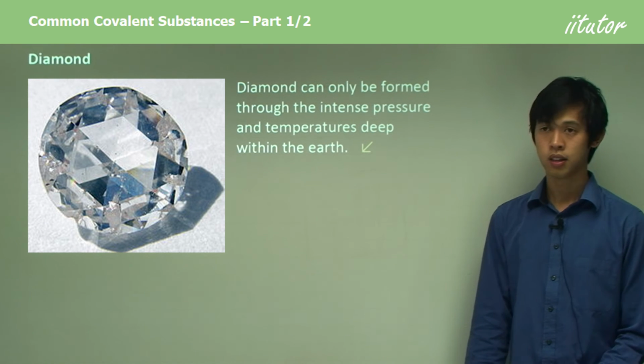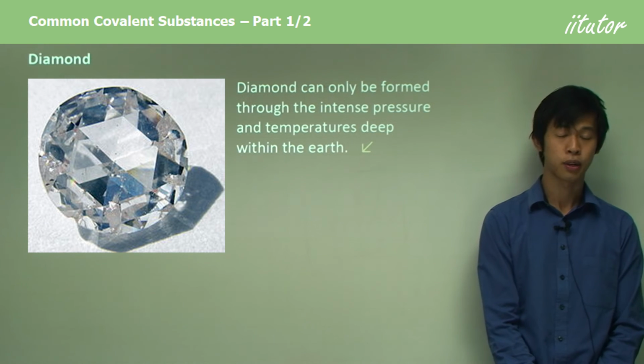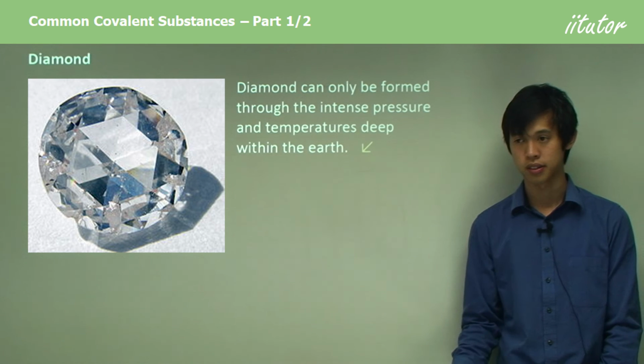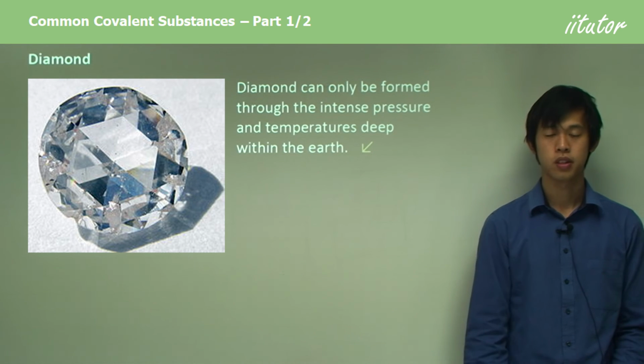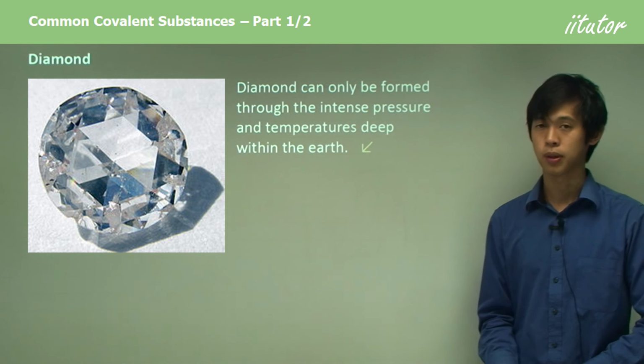Okay? So that concludes today's lesson on common covalent substances. We looked at common covalent molecular substances and common covalent network structures, and we looked at an example of each. So hopefully you've learned something about these chemicals, and hopefully you'll be able to answer some of the questions that are coming up.